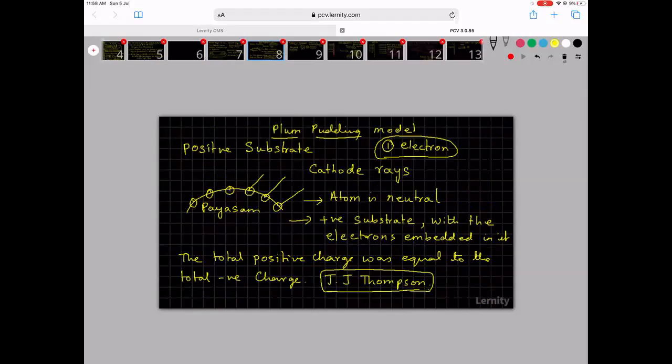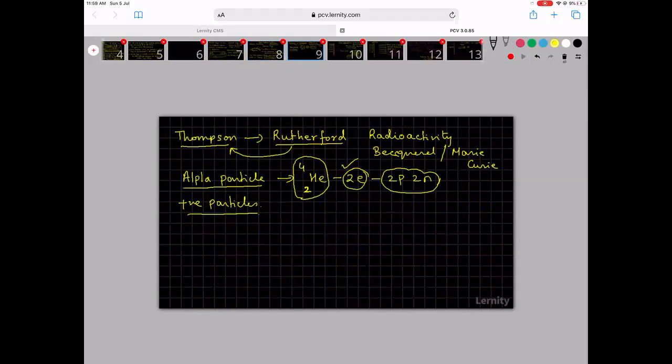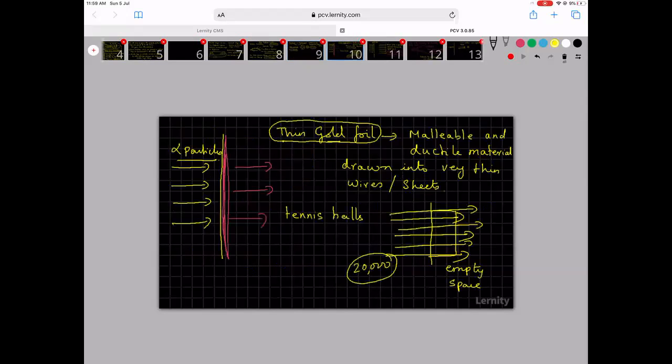After the plum pudding model, Thomson went, and then Rutherford came. By the time radioactivity was discovered, people had alpha particles with them. Once they had alpha particles, Rutherford thought of a wonderful experiment wherein he bombarded a gold foil with alpha particles. Why did he take gold foil? He took gold foil because gold is highly malleable and ductile.